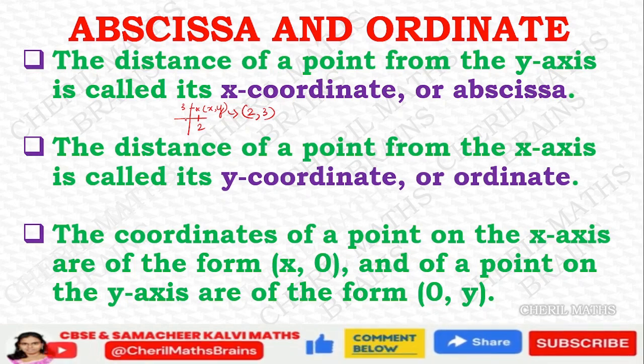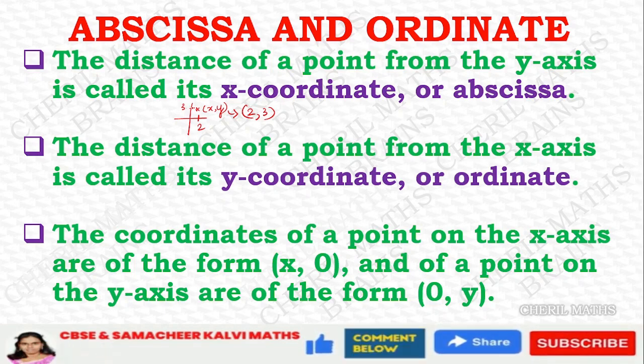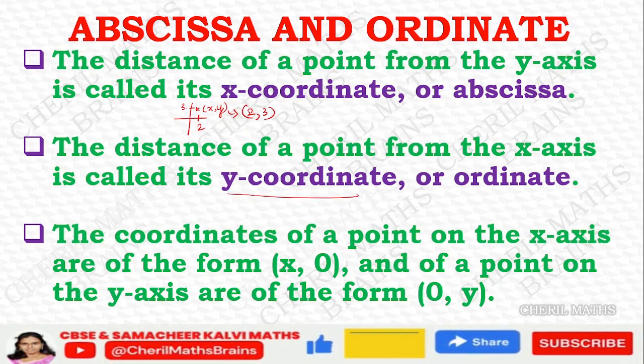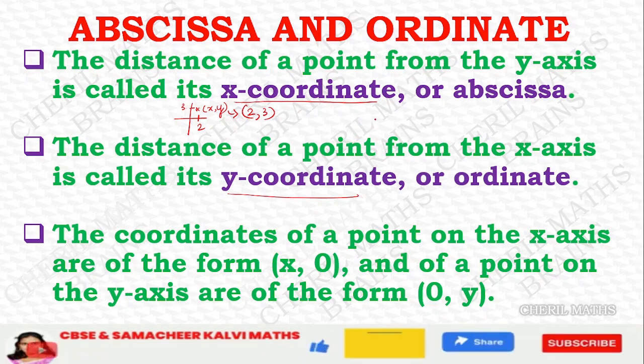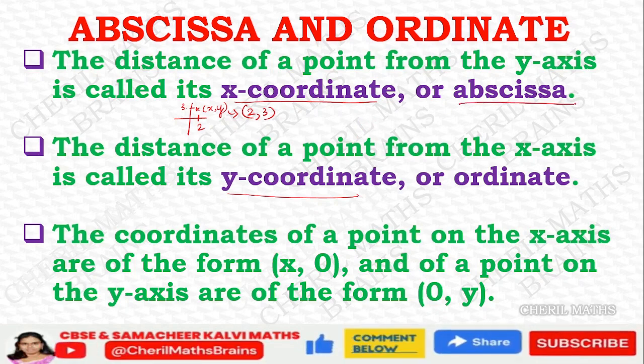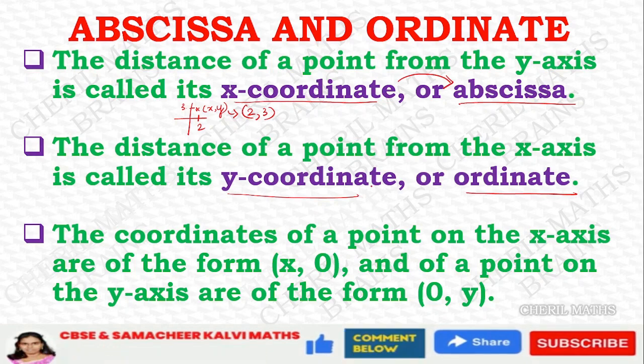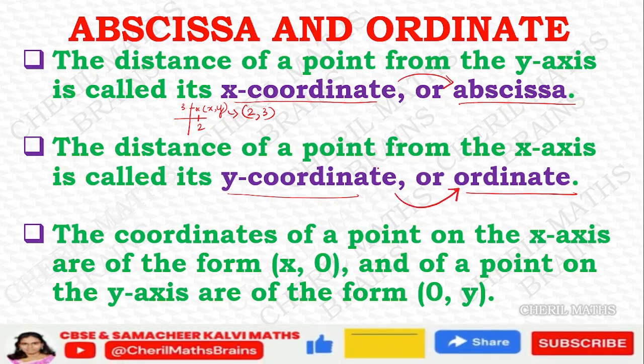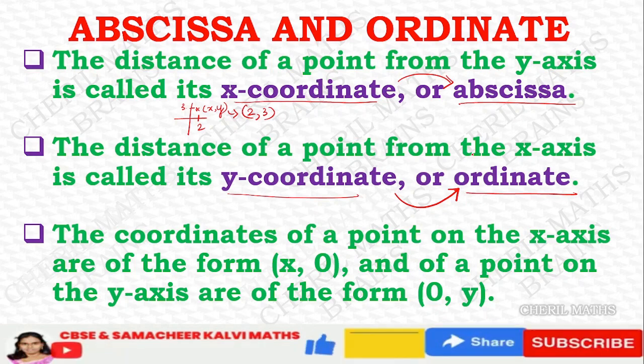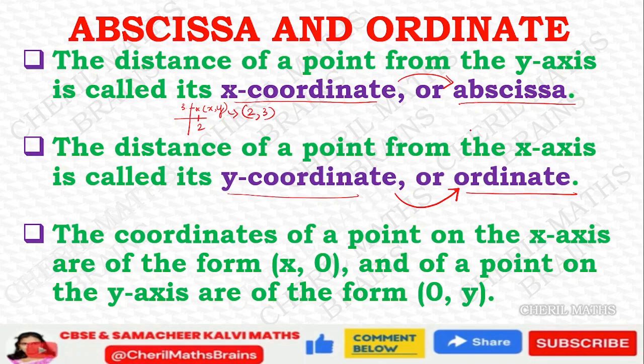Similarly, from the x axis, when you measure the distance, here it is going to be 3, and this will be your y coordinate. Now do you understand what an x coordinate and y coordinate is, children? Yes. So for this there are other words called abscissa and ordinate. The x coordinate is called the abscissa and the y coordinate is called the ordinate.